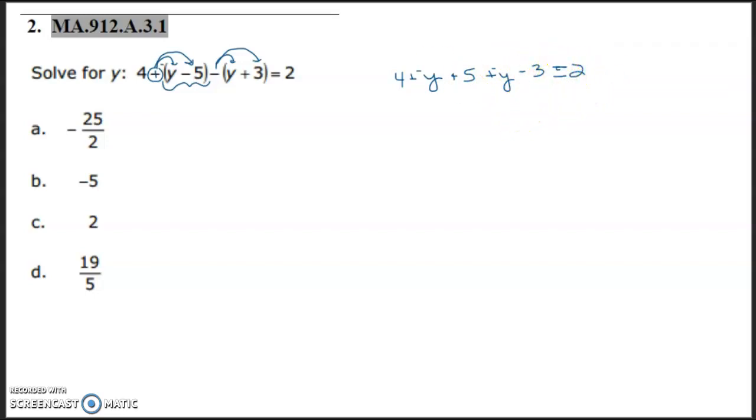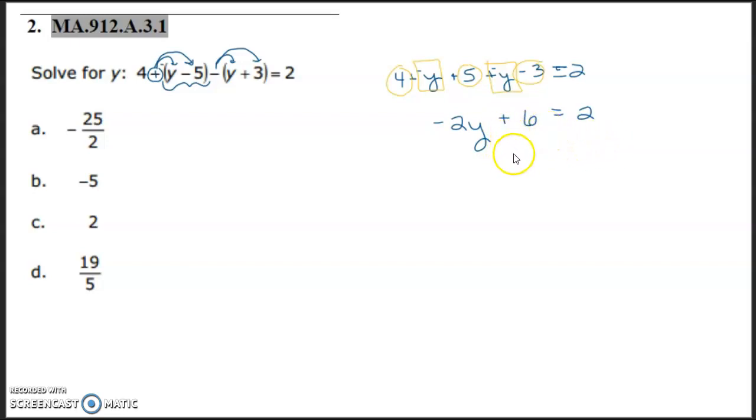All right, so our next step here is we're going to go ahead and combine like terms. Our like terms here: 4 is a like term with 5, and then negative y is a like term with negative y, and -3. So let's go ahead and combine our like terms. We have 4, and then we have 5, which is 9, minus 3, which is 6. Now let's do our y's. We have negative y plus negative y, which is going to bring us -2y.